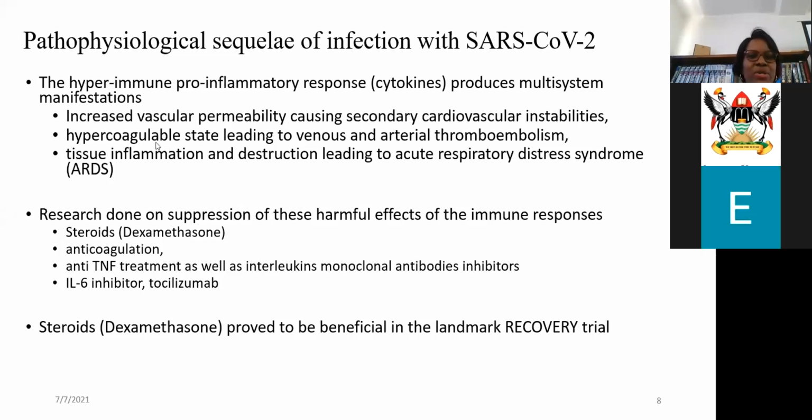So the hypercoagulable state, and we shall see that this is the reason why patients with severe and critical disease require to be given anticoagulants as prophylaxis for this thrombosis. However, this doesn't happen in patients with asymptomatic or mild disease, and therefore there is no need to give patients that kind of treatment. Then the tissue inflammation and destruction leads to acute respiratory distress syndrome, and this is the worst form that has been shown to be responsible for death of majority of patients.